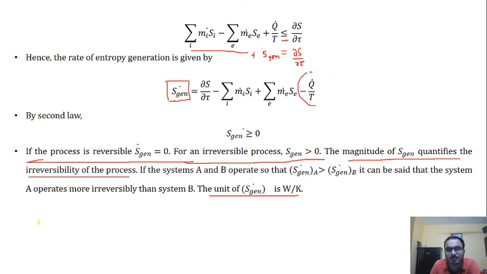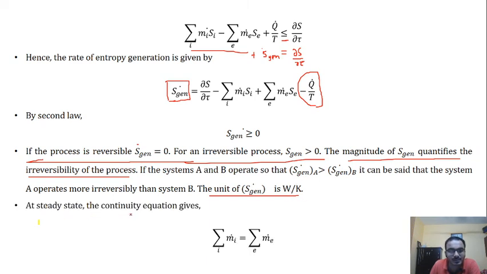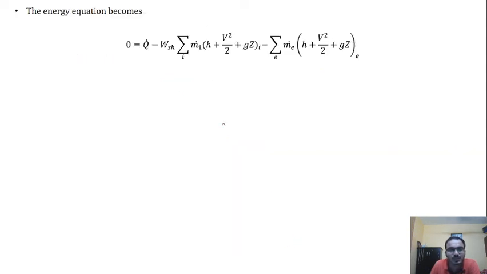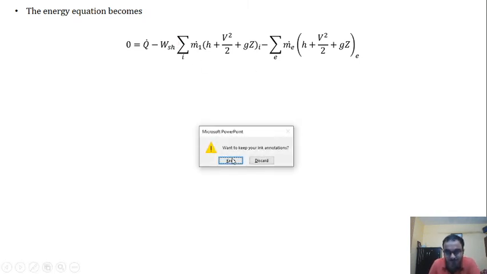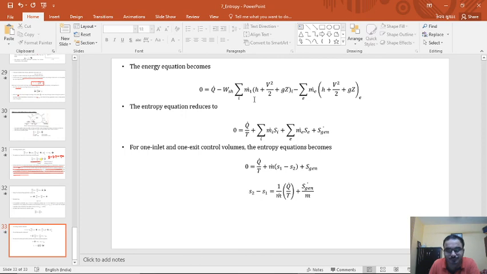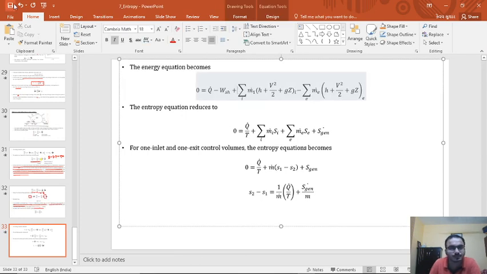If you see this term, then we can directly say the unit for S generation is equal to the unit of Q dot upon T, which is watt per Kelvin. At steady state, we can say that sigma m i is equal to sigma m e in rate form. The equation becomes 0 because dE upon d tau will be 0 over here. Here there is a plus sign we need to add.